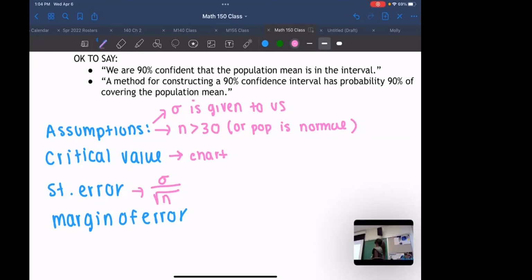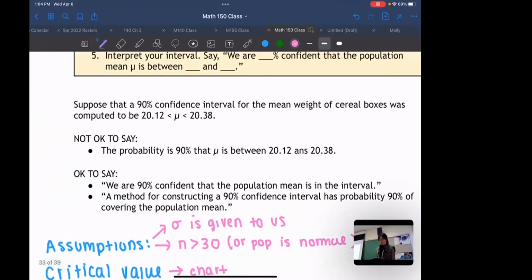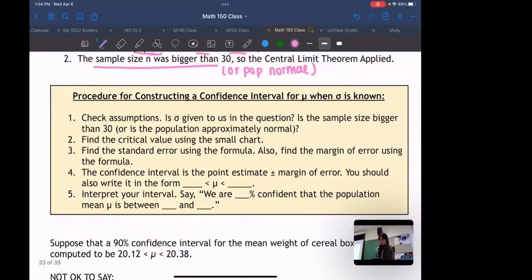Finally, margin of error. How did we find this one? I'll give you a hint, you have to multiply two things. Good, we multiply the critical value times the standard error. So I think we're pretty good with going through these steps. It's just putting them all together now. So once we find our confidence interval, we would take our point estimate, or x bar, and add and subtract the margin of error. And we would interpret our interval by saying we are 20% confident that the population mean is between whatever two values, right?